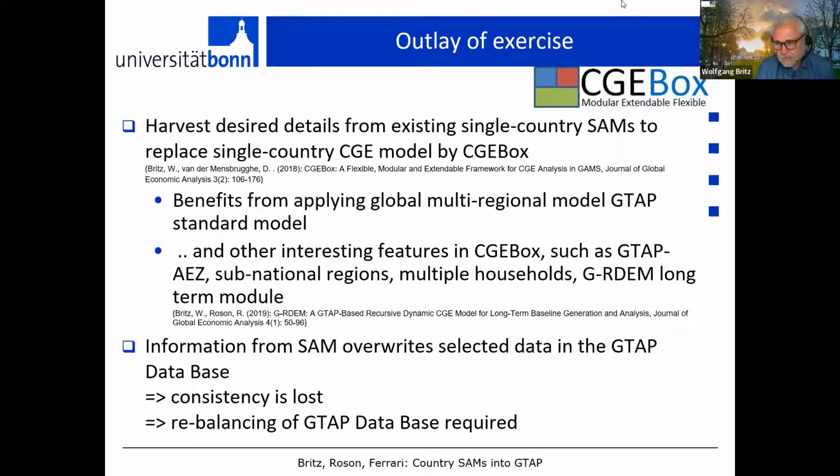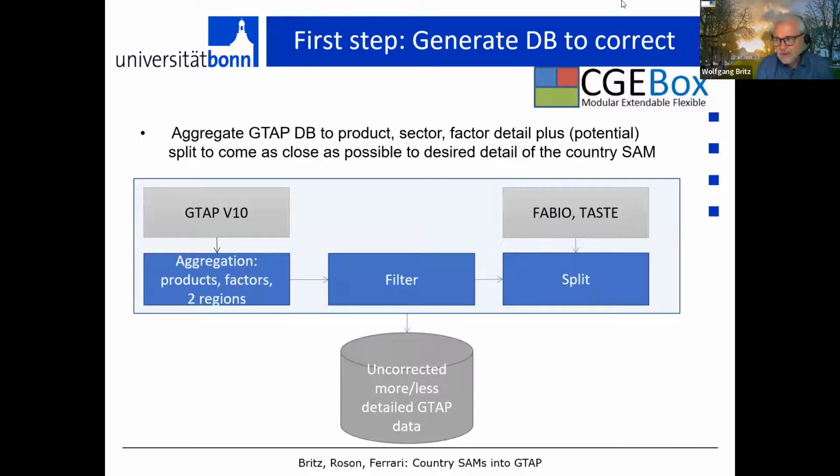But the problem from this is, you need to override certain parts of the GTAP database in order to use the GTAP model with your data. So if you do this, you are losing the consistency which is underlying the global GTAP dataset. So you need to rebalance the GTAP database. So I will guide you a little bit through the process, how we have organized this in this project for 3 countries.